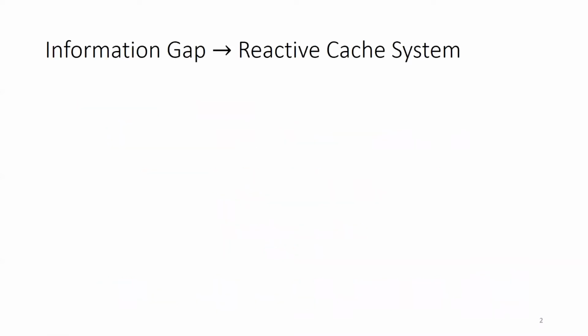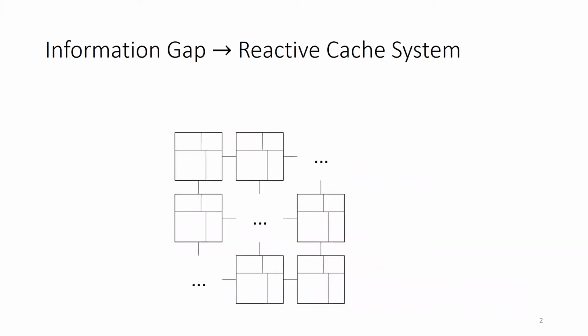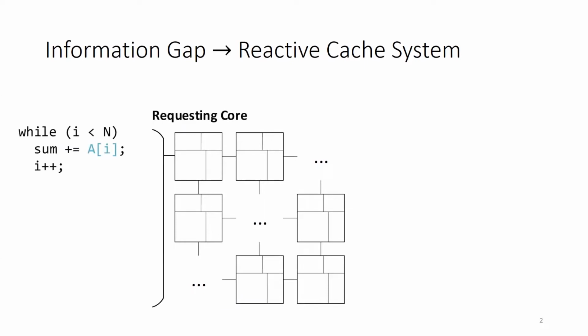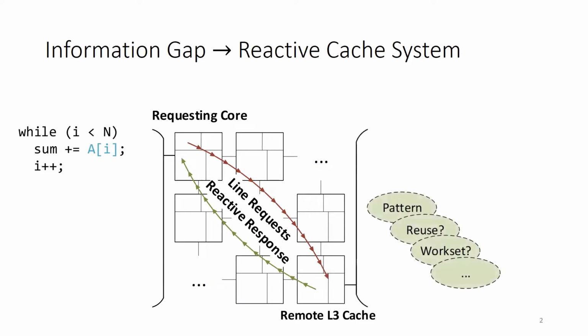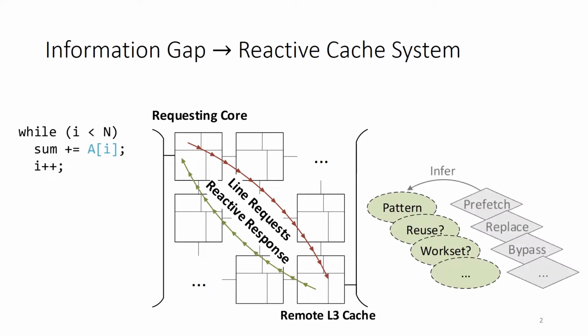As multi-core CPUs continue to scale up, the cache system and the on-chip network have become increasingly important bottlenecks. Consider a multi-core system with mesh topology, and a simple program summing up an array A. Conventionally, the interface between the requesting core and the remote cache is based on simple request and response messages. A consistent challenge is that the cache is oblivious to program behaviors such as the access pattern, reuse distance, etc. And over the last few decades, architects tackled these problems with microarchitecture-only innovations for prefetching, bypassing, replacement, and coherence.